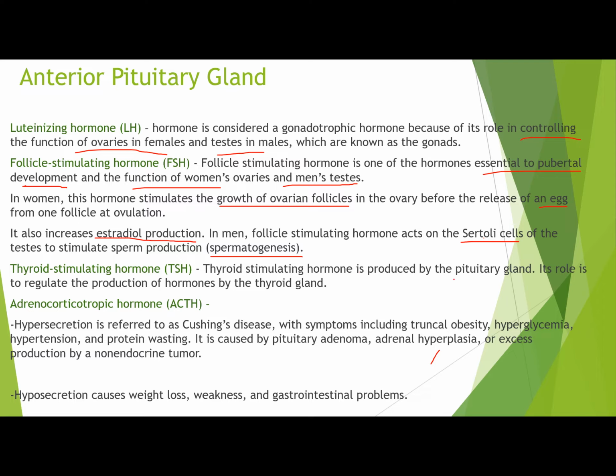Then we have your TSH class. Ito yung pinoproduce ng pituitary gland. Its role is to regulate the production of hormones by the thyroid gland. So si TSH nyo class, it controls T3, T4. Then we also have your ACTH. Kapag sobrang dami ng ACTH nyo, the disease is known as Cushing's disease, which a known characteristic is yung truncal obesity, yung mataba yung mid-portion nyo class.